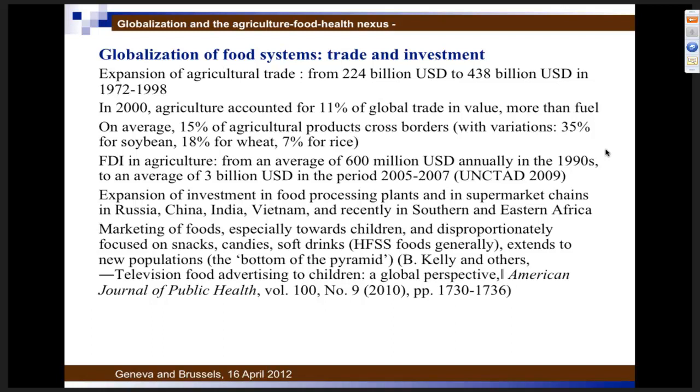Of course, investment in agriculture is also one part of globalization. And over the past few years, particularly since 2005, 2006, we've seen a significant increase in the investment going into this sector, which for many years was neglected, particularly in developing countries, but is now very rapidly gaining pace and attracting the interest of investors. We see in many countries now in the developing regions, food processing plants being set up. We see supermarket chains developing in Russia, China, India, Vietnam, and most recently in Southern and Eastern Africa in particular.